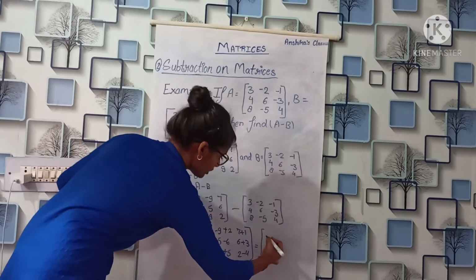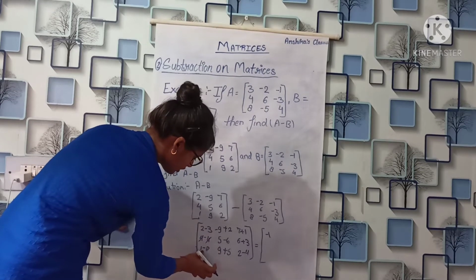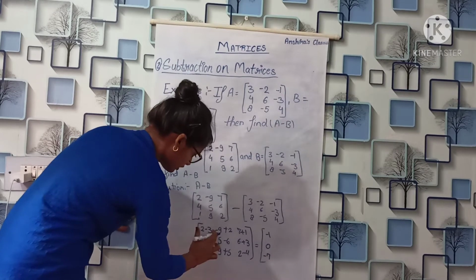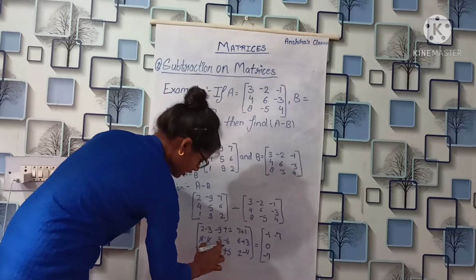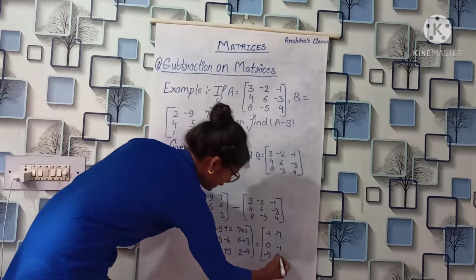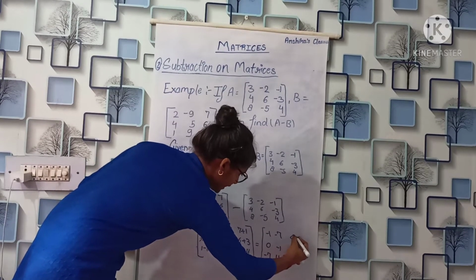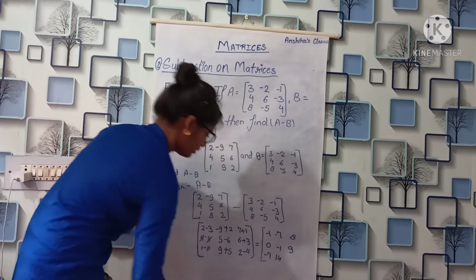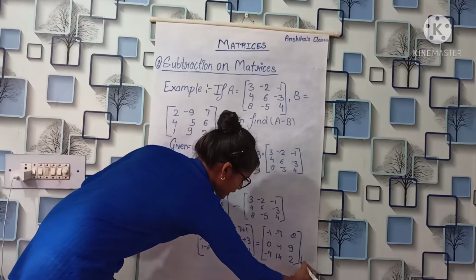Then 2 minus 3 is equal to minus 1. 4 minus 4 cancels out. 1 minus 8 is minus 7. Minus 9 plus 2 is minus 7. 5 minus 6 is minus 1. 9 plus 5 is 14. 7 plus 1 is 8. 6 plus 3 is 9. 2 minus 4 is minus 2. This is the answer.